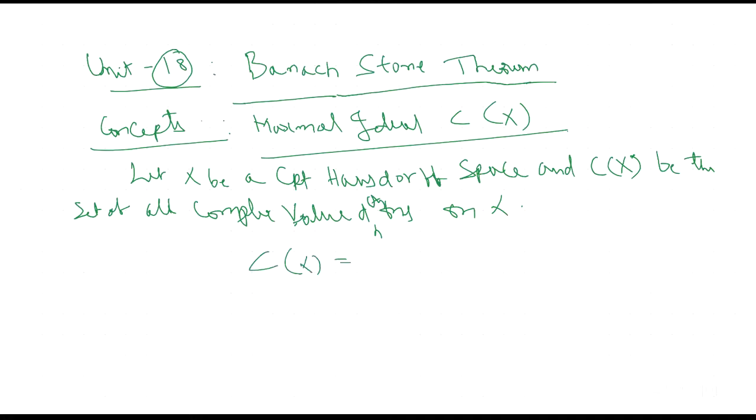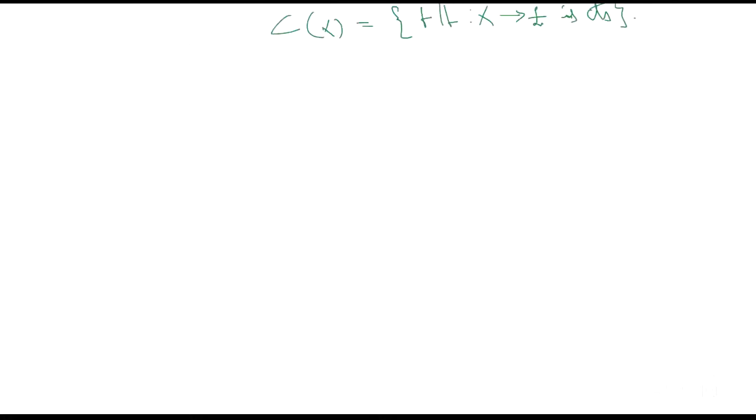So C(X) is equal to the set of f such that f: X to the complex numbers is continuous. So we know that C(X) is a commutative B-star algebra with identity e defined by e(x) equal to 1.